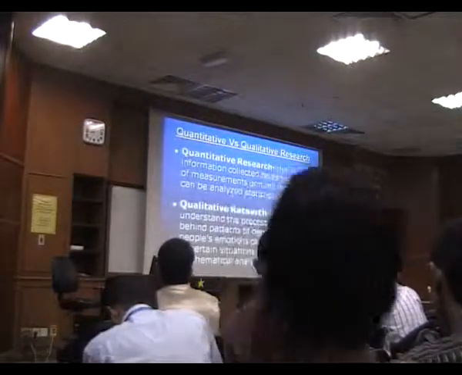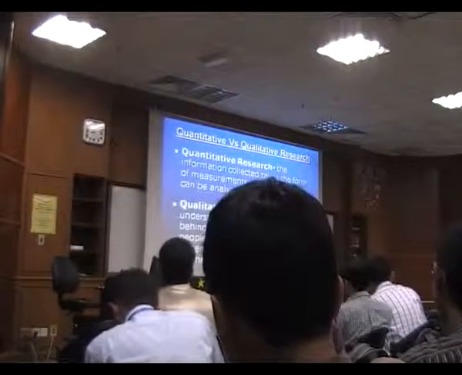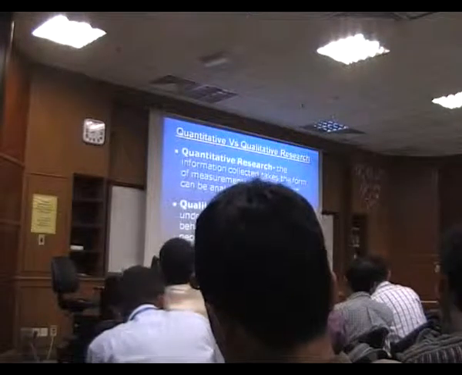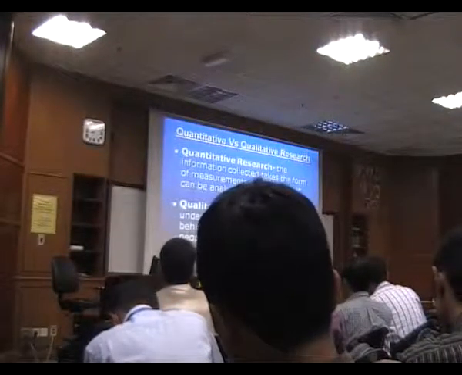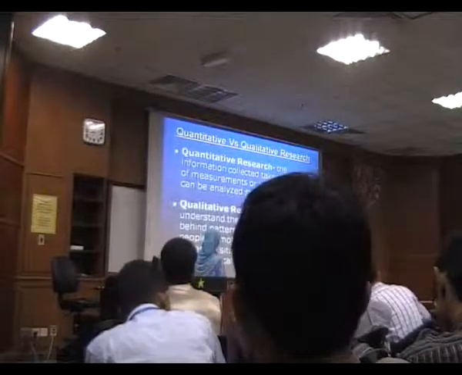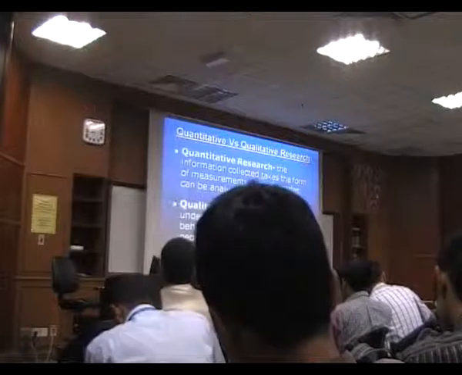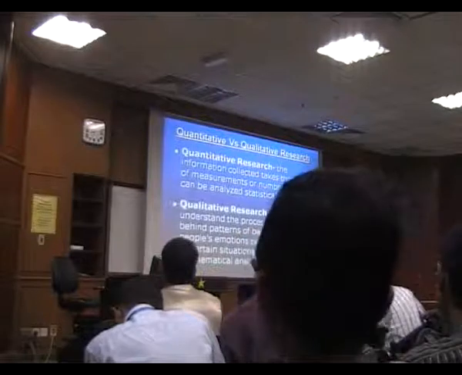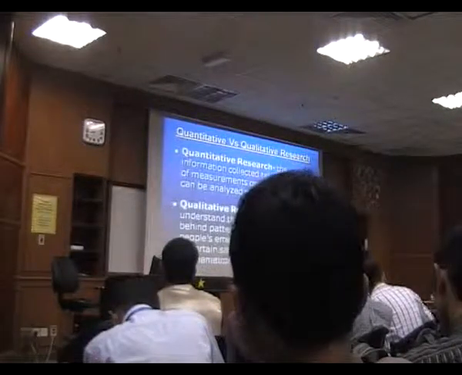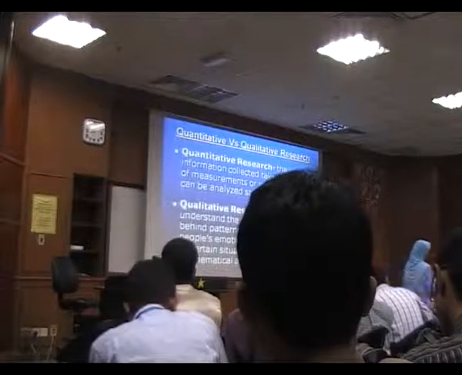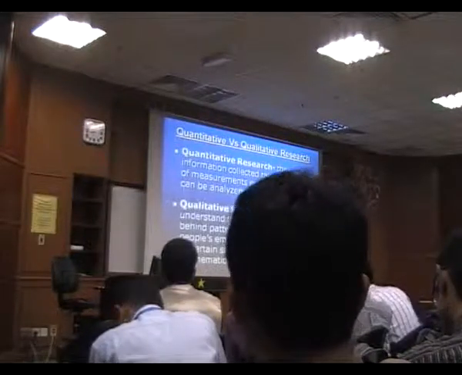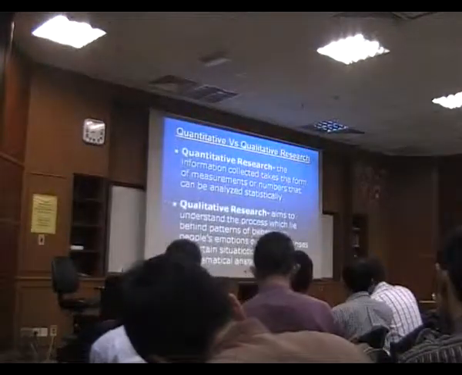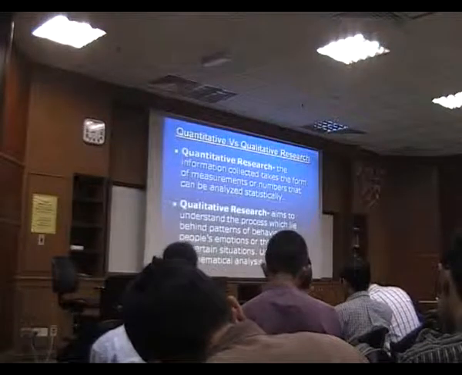And qualitative research always aims to understand the process that I told you, to explain something. The process which lies behind the pattern of behavior, people's emotion, their responses to certain situations. Meaning that when we need to explain something, we always need help of qualitative research. If we want to look at the magnitude, the prevalence, incidence, some number, then we think about quantitative research.